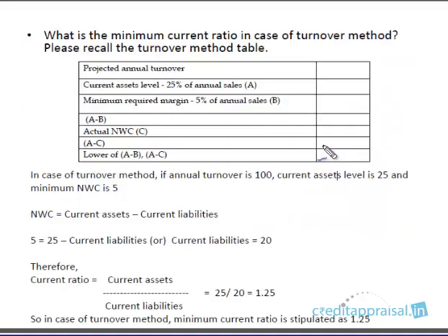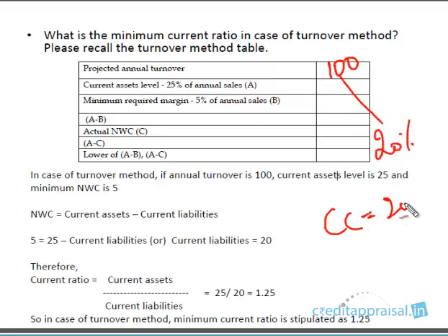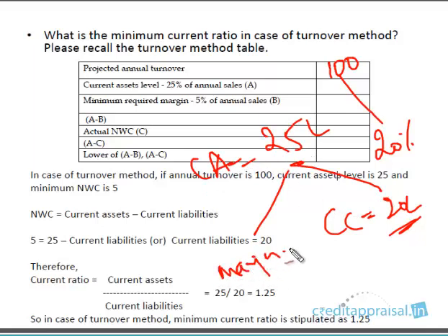So let us try to calculate what is the minimum current ratio in case of turnover method. So please recall, this is the table which we use for turnover method. Please refer back to the segment where we discussed turnover method, where we said if the projected turnover is 100, banks will be sanctioning 20% of the turnover as the CC limit. So 20 lakhs will be the limit. So total requirement will be 25 lakhs. That is the current assets requirement will be 25 lakhs. Out of this, bank will be sanctioning 20. The borrower will be bringing his margin. The NWC long-term funds will be 5.